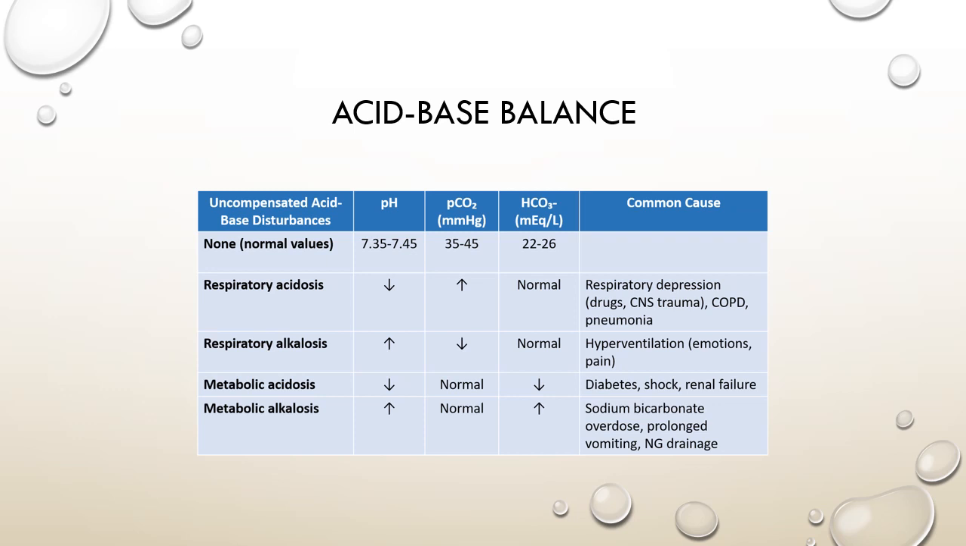Metabolic acidosis is seen in things that cause hypoperfusion to the cells that results in a shift into essentially anaerobic metabolism. These include things like diabetic ketoacidosis, shock, sepsis, kidney failure, prolonged diarrhea, things like that. Metabolic alkalosis is caused by loss of acids or overdose of an alkaline, like sodium bicarbonate overdose, prolonged vomiting, or NG tube suction.